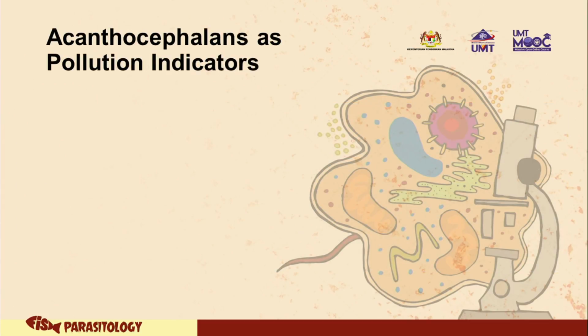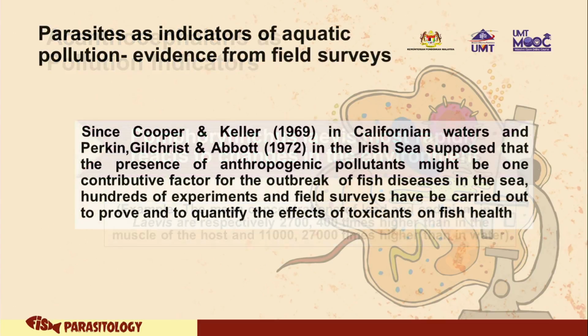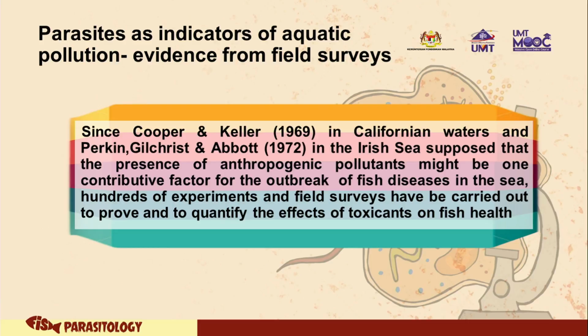Now, acanthocephalans are also pollution indicators. For example, Pomphorhynchus laevis most rapidly reacts to changes in the environment. Parasites can also be indicators of aquatic pollution. And this is evidence from field surveys carried out by Cooper and Keller in 1969 in California.